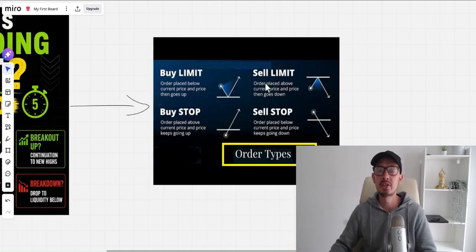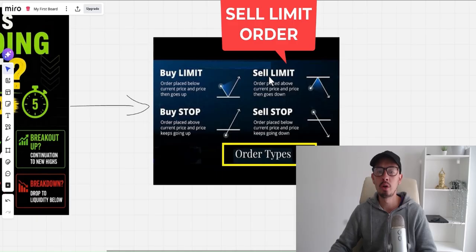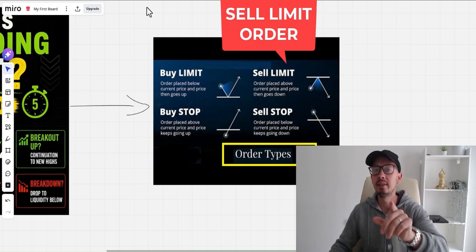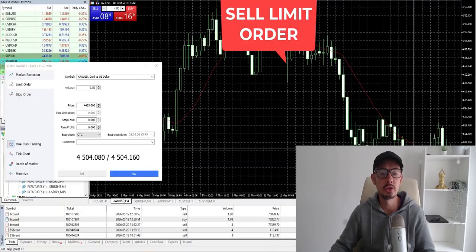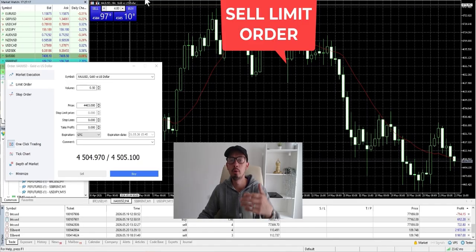The next one is the sell limit order. What is a sell limit order? A sell limit order is the opposite of a buy limit order. This is an order placed above the current market price. We're telling the market: I want to sell only when the price rises to a specific level. You use this when you have identified a strong resistance level or breaker block above the current price, and you expect price to reject from that level.